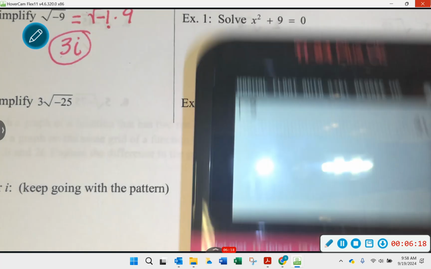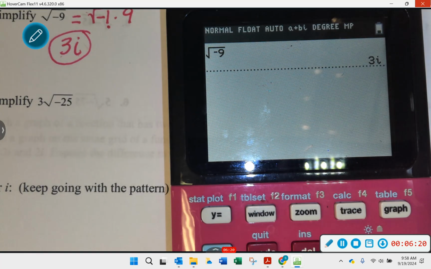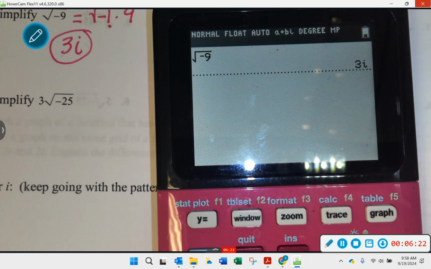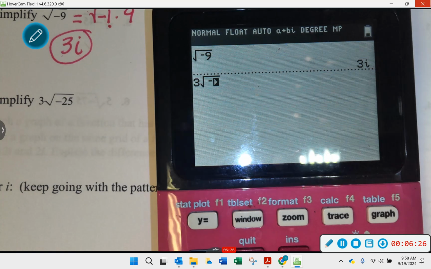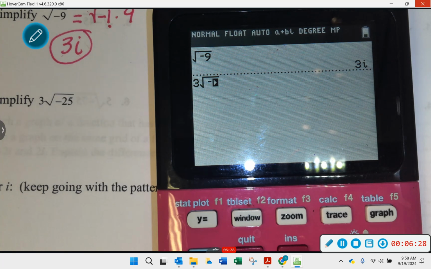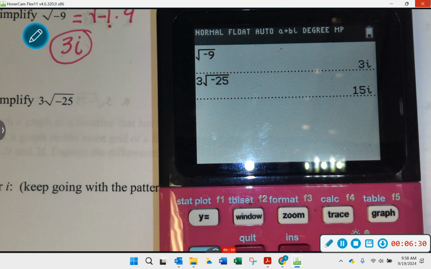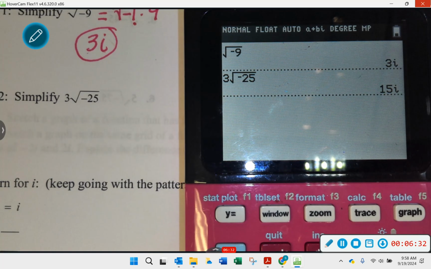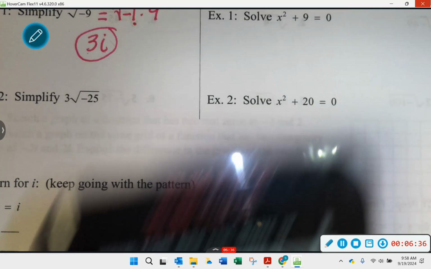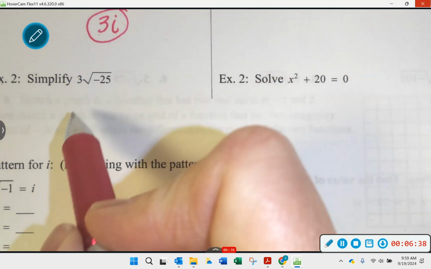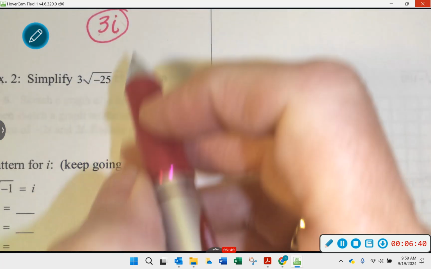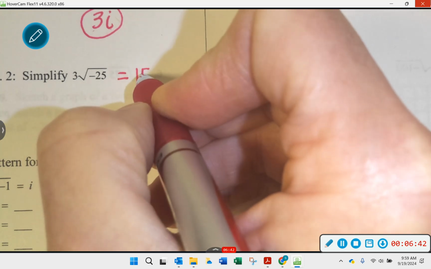Let's do it on our calculator first. I want you to think about why the answer is the way it is. Type in 3 radical negative, not minus, but negative 25 and push enter. It's 15i. But this question wouldn't be on the calculator part. It'd be non-calculator. Can you see why this answer was 15i?